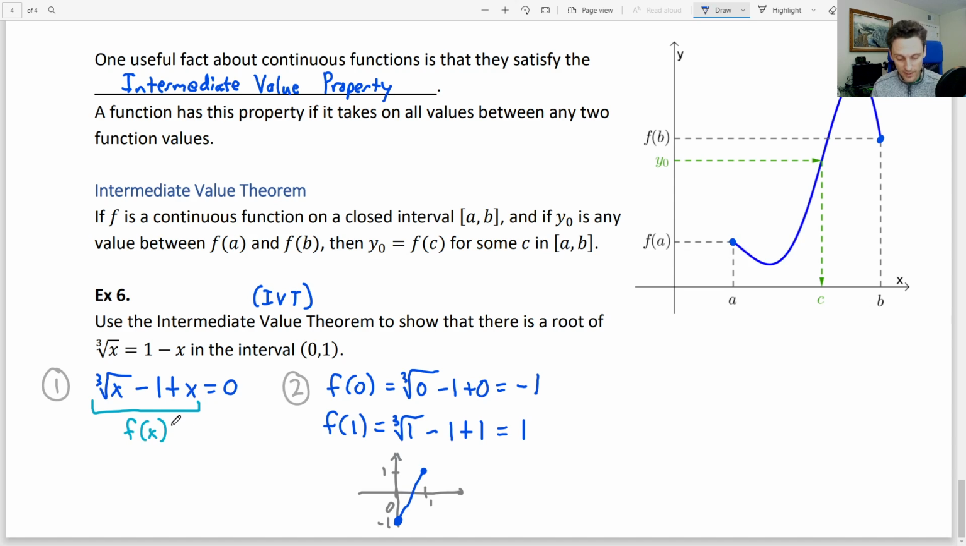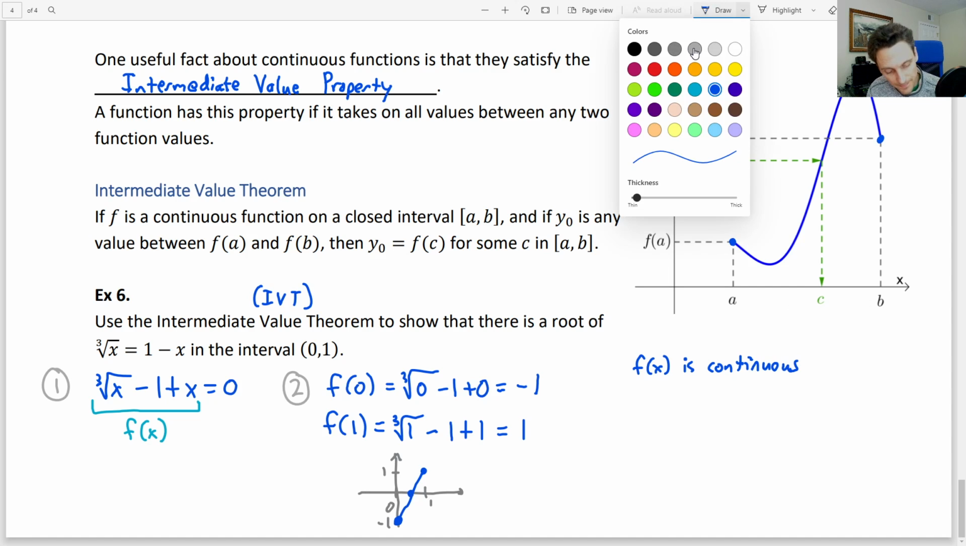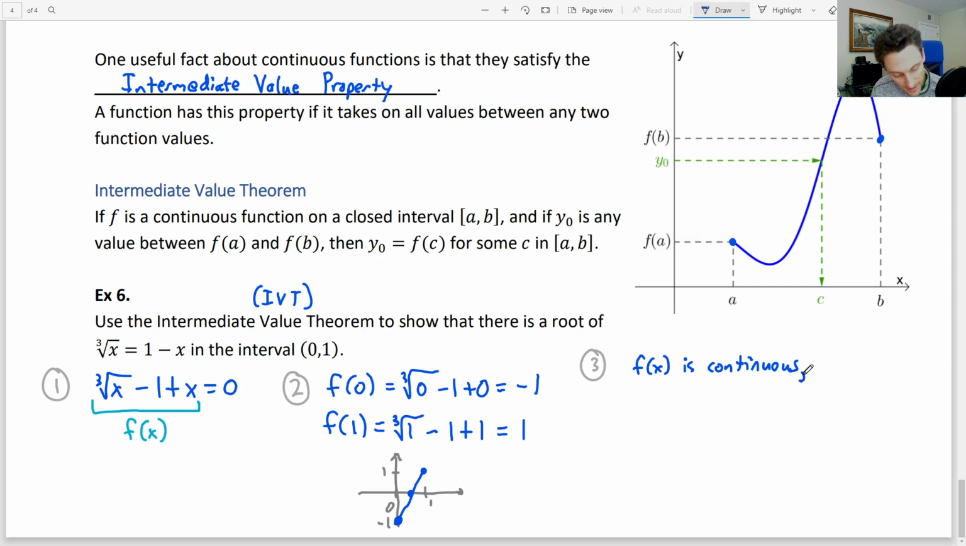That's what we're looking for: is there an x value on this interval from 0 to 1 that makes the function equal to 0? Yes, there is, and it's somewhere around here. We're not actually going to find the x value, but we're just going to show there has to be an x value. So to finish off the whole exercise, this is the third step, by the way, we're going to state that f of x is continuous.